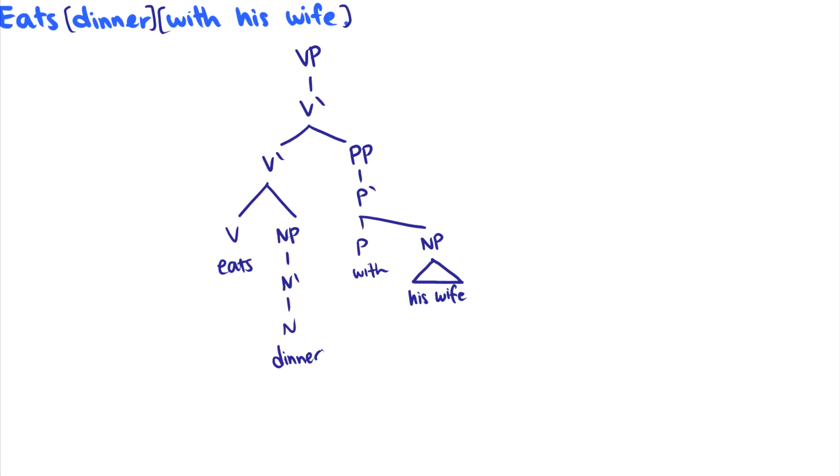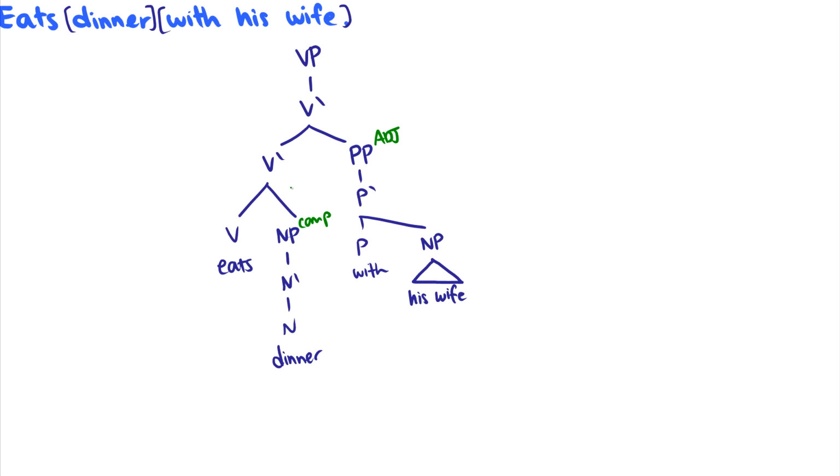So eats dinner with his wife. Again, this PP is an adjunct and this NP is a complement. So they have different positions. The adjunct, daughter to a V-bar, sister to a V-bar. Complement, daughter of a V-bar, sister to a V. Different positions. Just keep that in mind. Okay. So we've done two of these complement adjuncts.